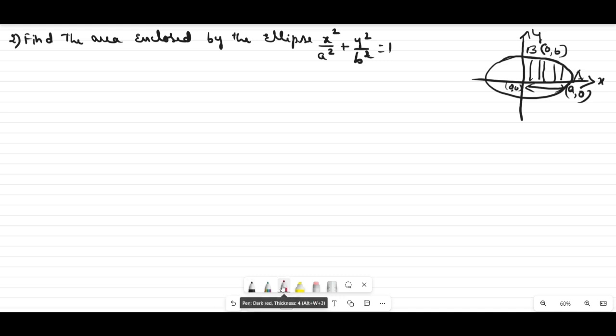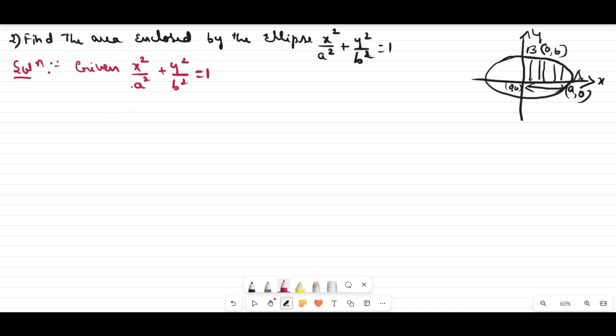Let me do this problem. I will move to the given problem. The solution. Let us see the solution of this question. I will consider the equation of the ellipse. So what they have given: x square by a square plus y square by b square is equal to 1. So from this equation, let us find out the value of y.